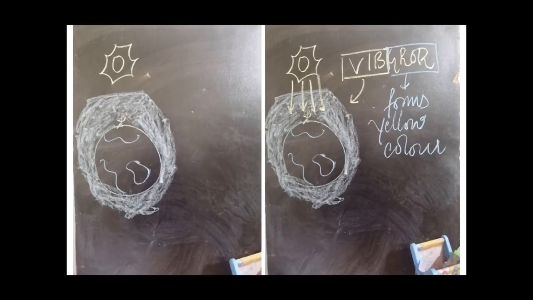Now another question on scattering of light. The example is: why is the color of the sun yellow? Why is it, when it is noon, you have seen the yellow color of the sun? Why is it so? Let's see. So here is our sun. Here is our earth, and here is our atmosphere.